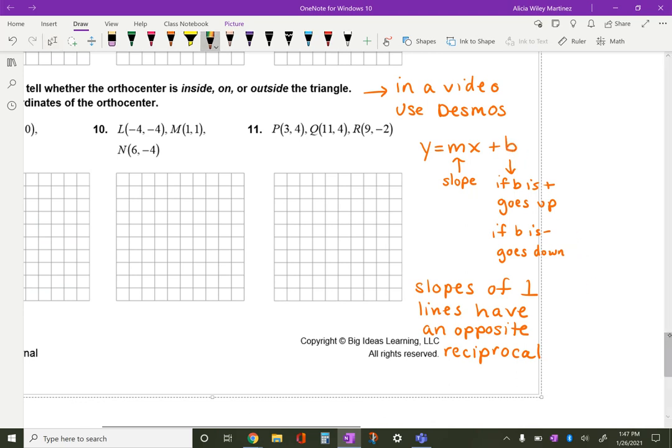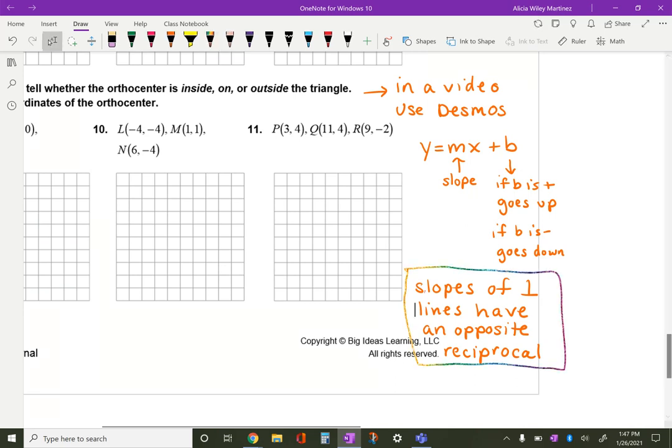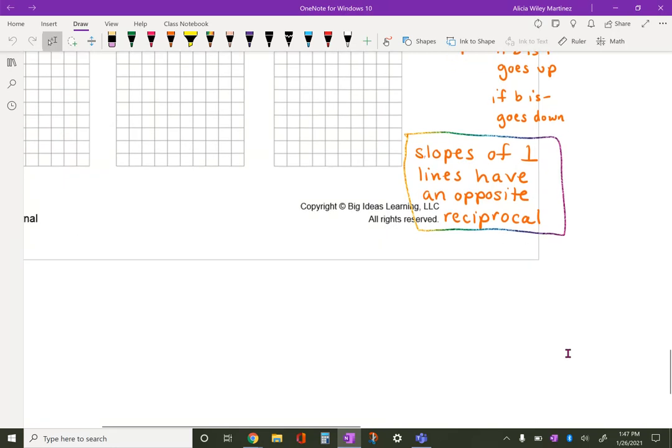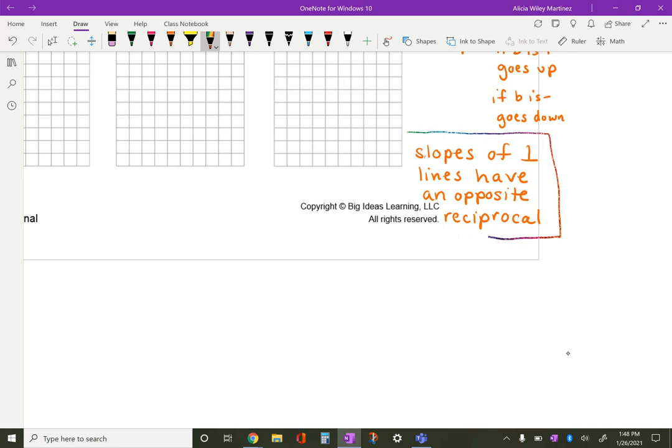Another thing that we talked about in class, but I just want to point it out again, is that slopes of perpendicular lines have what's called an opposite reciprocal. An opposite reciprocal, I'll give you a couple examples of that. The other thing we know about lines is that when the lines are perpendicular, the slopes are what we call opposite reciprocal. You may have been told negative reciprocal, same thing.